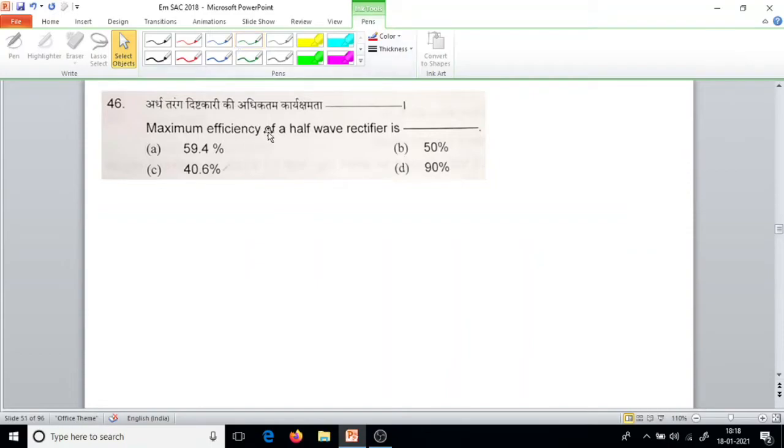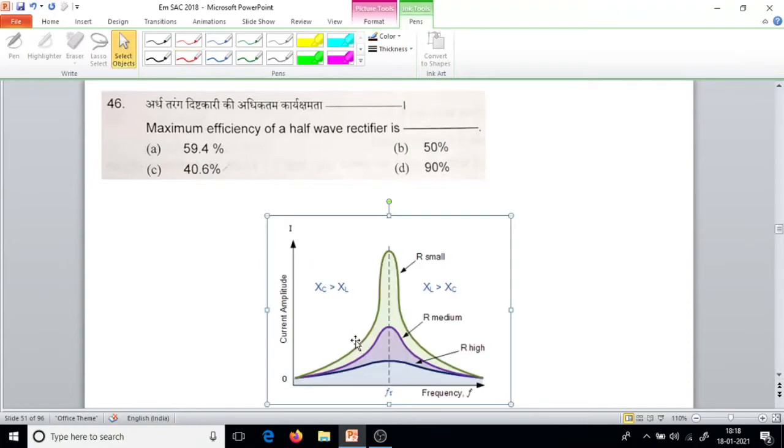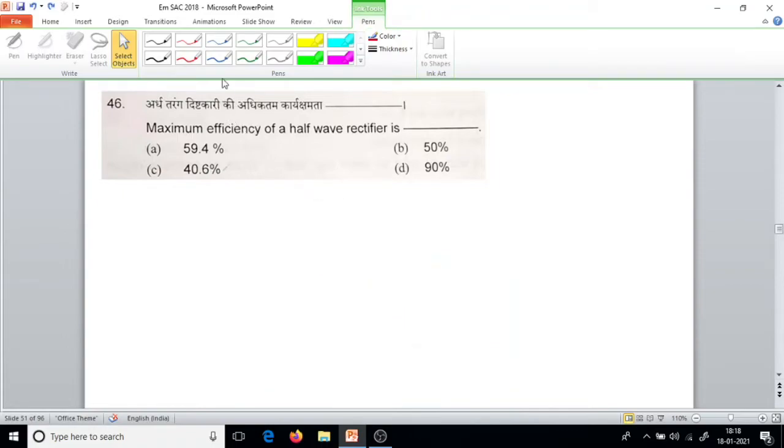Question number 46 is maximum efficiency of half wave rectifier is. Maximum efficiency of half wave rectifier is. I wanted to show you one table. I think I have not put it here. Let me see. No, sorry, it's not the one. Actually, I have put one table. Okay. Now here, maximum efficiency of half wave rectifier is.